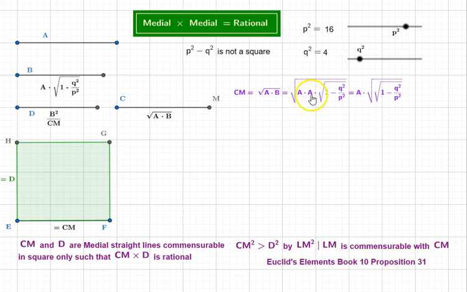Now here we have A square. So that can be taken out of the square root so that we have A times square root of 1 minus Q square by P square. In other words, this is nothing but A times 1 minus Q square by P square to the power of 1 by 4. Fourth root. So that is what CM is.